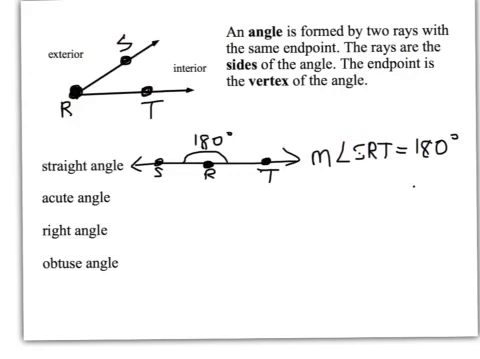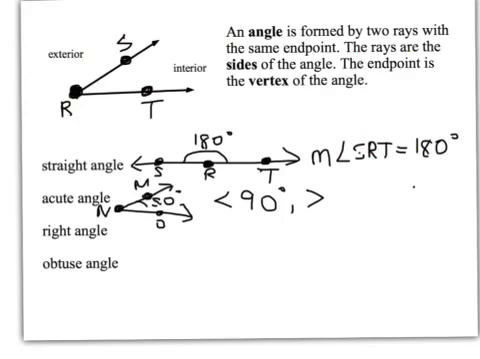An example of an acute angle would be something like this. Let's say the measure of this angle was 30 degrees. An acute angle must have a measure that is less than 90 degrees, but obviously greater than 0 degrees. So it has to be in between 90 and 0 degrees. A right angle, on the other hand, has to equal exactly 90 degrees.